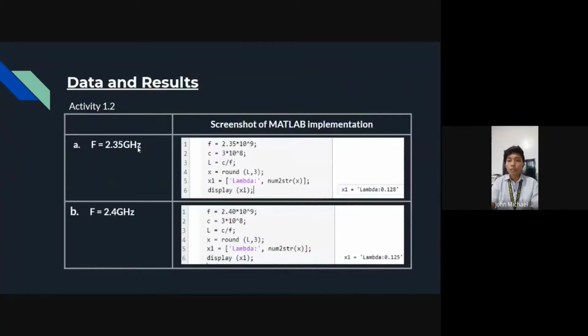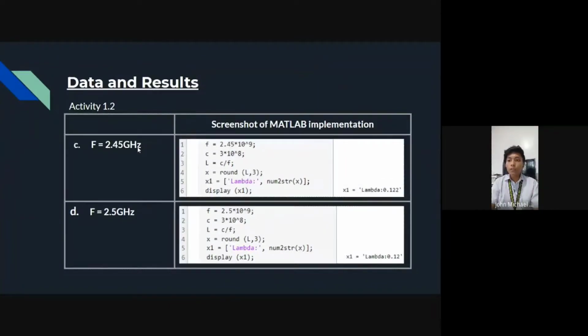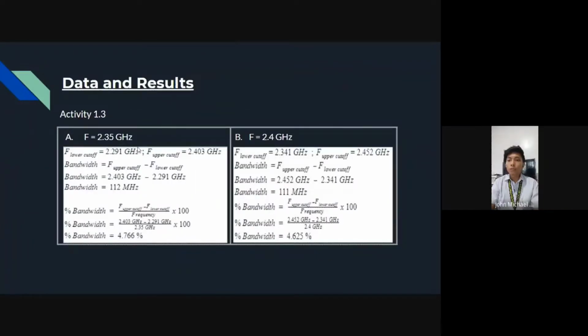Next, for the activity 1.2, attached here are the screenshots of the MATLAB implementation. You can see from the figures the commands that we have used in solving for the wavelength. Next, for the data and results of activity 1.3, we computed for the bandwidth of the antenna from different operating frequency. So the first step is to get for the lower and upper cutoff frequency.